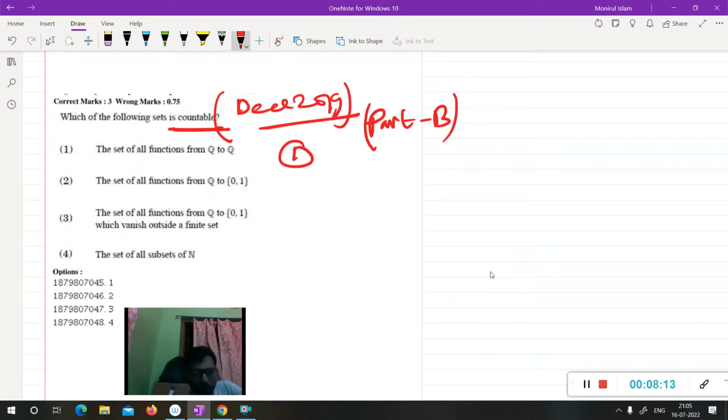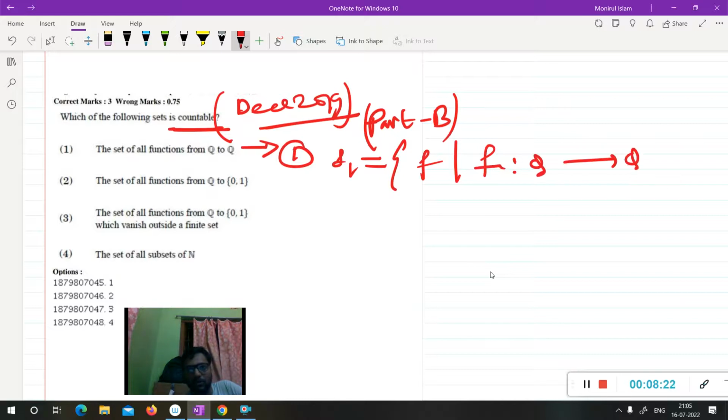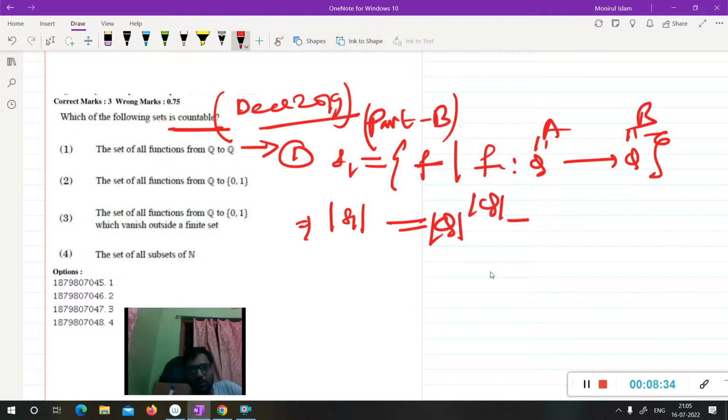The set of functions from Q to Q, if you name this set S1, is the set of all functions from Q to Q. So what is the cardinality of S1? The cardinality of the set of functions from A to B is the cardinality of B raised to the cardinality of A. Here that is the cardinality of Q to the power of the cardinality of Q, and the cardinality of Q is alpha naught.